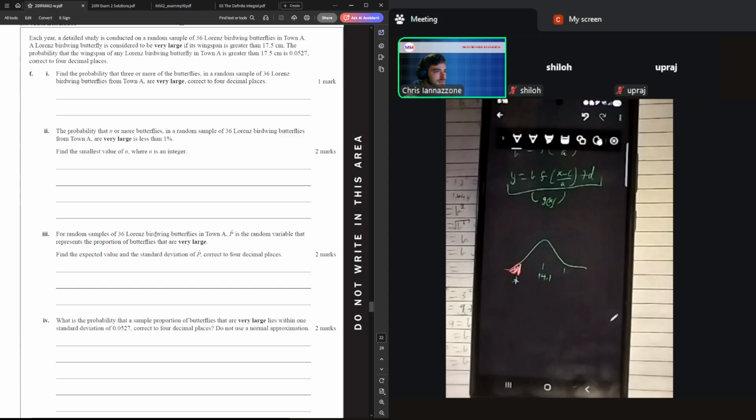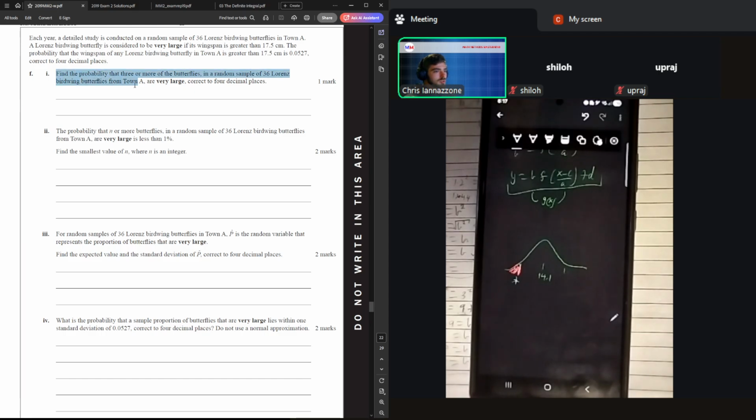Each year, a detailed study is conducted on a random sample of 36. Very large, 17.5. There you go. So there's your number, 17.5. That's your top 5%. The probability of the wingspan for any butterfly being greater than that is approximately 5%. Makes sense.